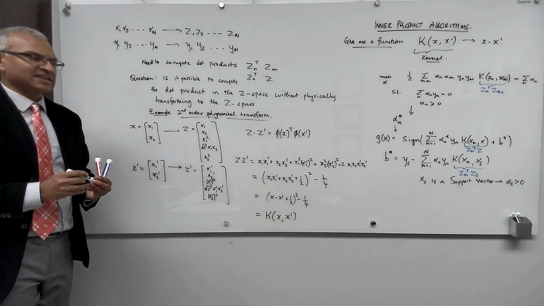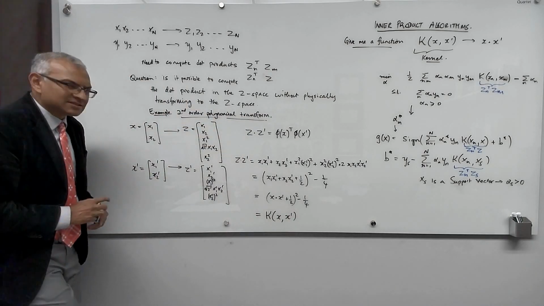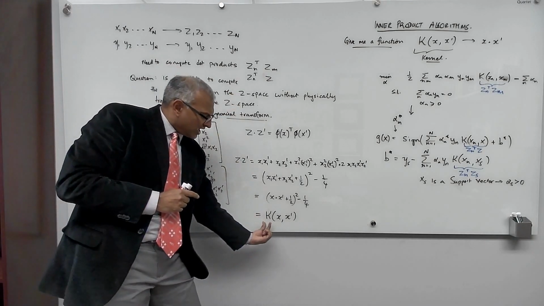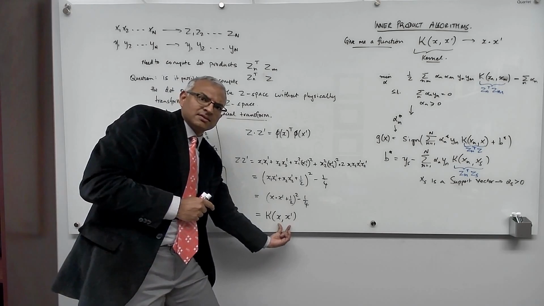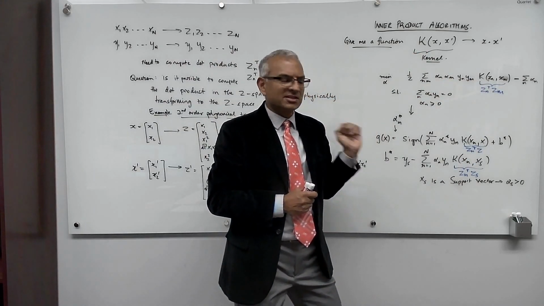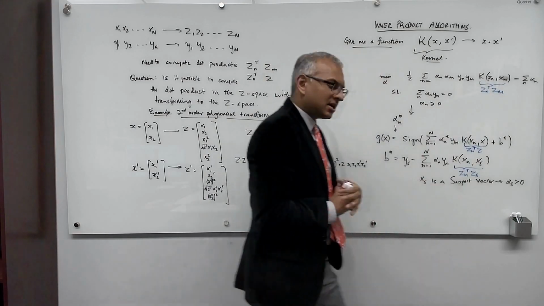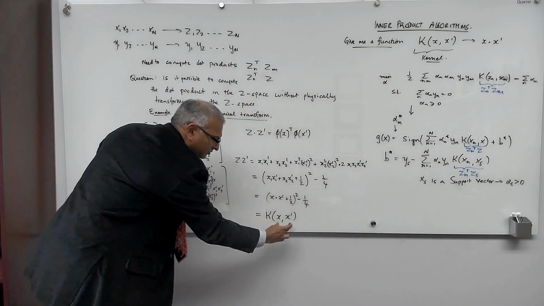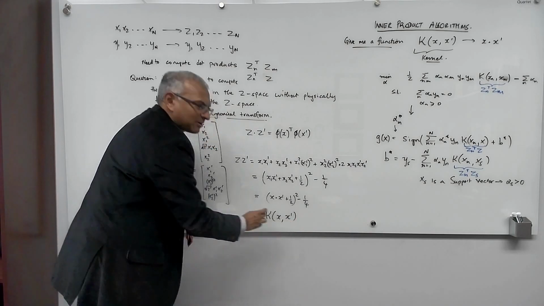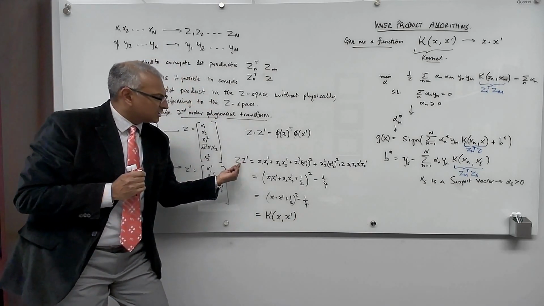Kernel of x and x prime. In other words, I have managed to represent the dot product in my z space using a function in my x space. And all I need to make this algorithm run are dot products in my z space, and I replace them by functions, by kernels, by the kernel function of my data points in my x space. So I don't physically need the z.